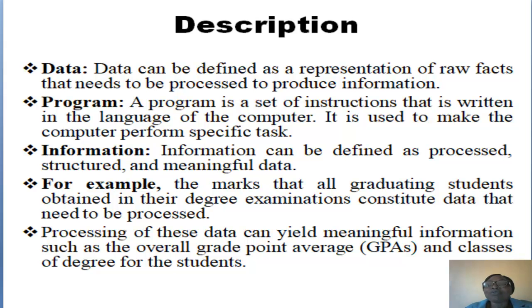But if I tell you, I will be traveling to Lagos, that is a complete sentence. That is information. You get it? But 2, Lagos, 5, they are known as data. They need to be processed to produce information. Until you process it, you cannot really know the meaning. So it is known as a raw fact.